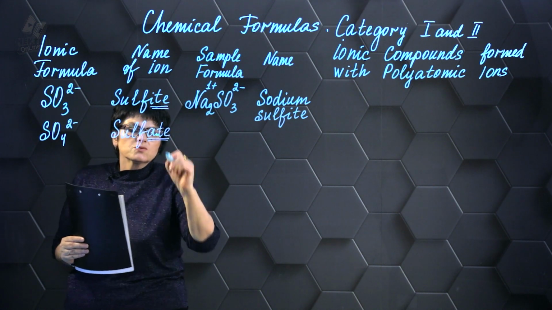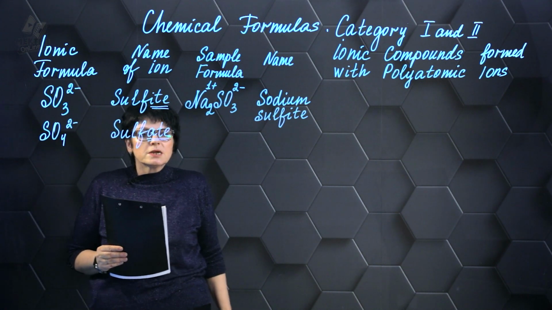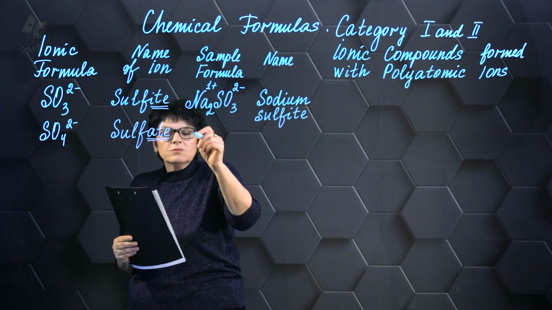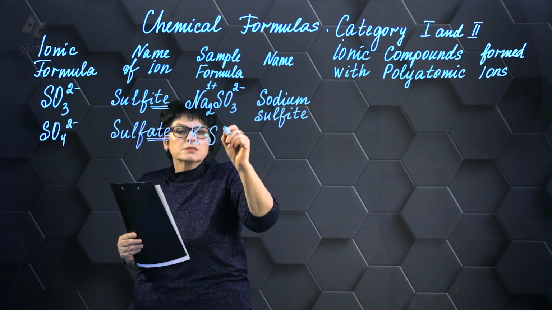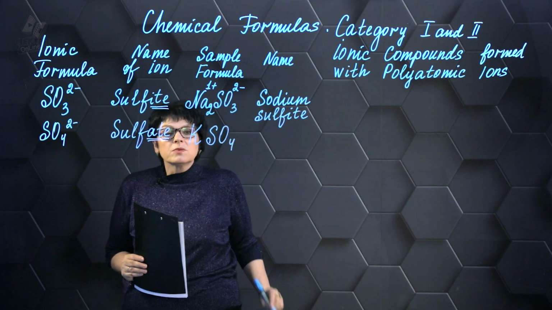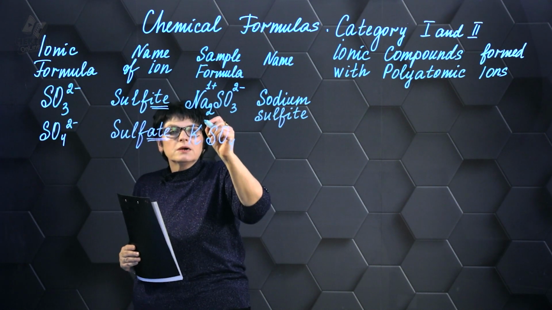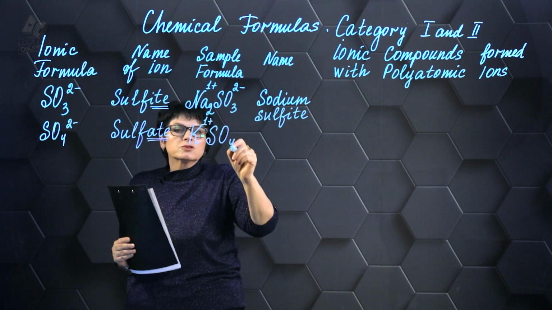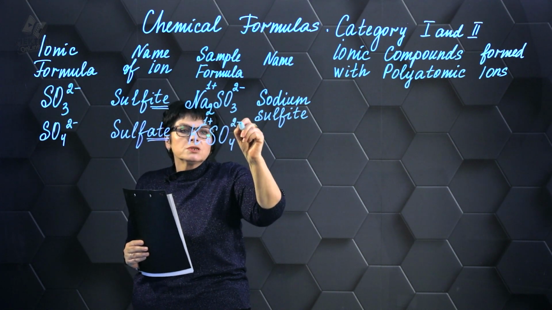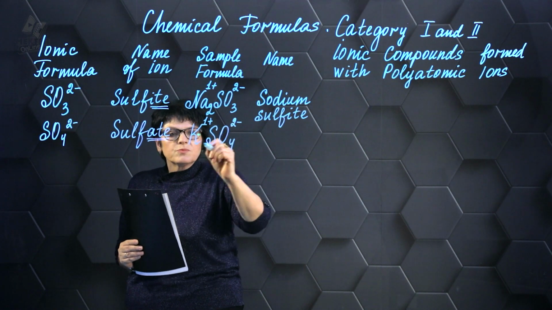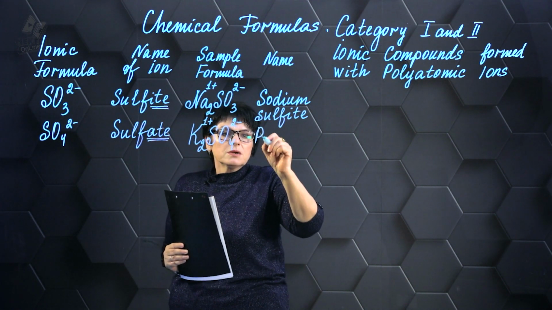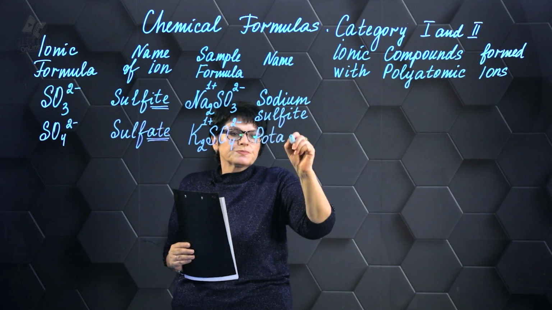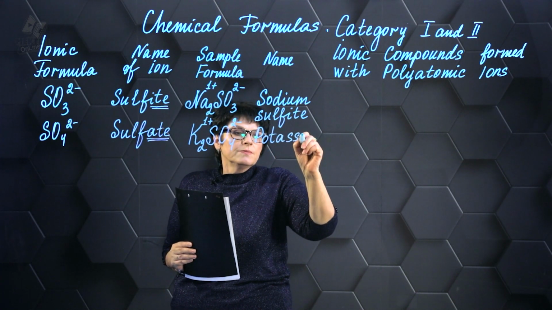This particle, SO4, has a different name. Please pay attention as the suffix ending has been changed to -ate. Let's consider a compound that consists of potassium. So, potassium possesses a charge of +1, and SO4 possesses a charge of -2. The cross rule applies to potassium and to SO4. In line with the rule, it will be referred to as potassium sulfate accordingly.